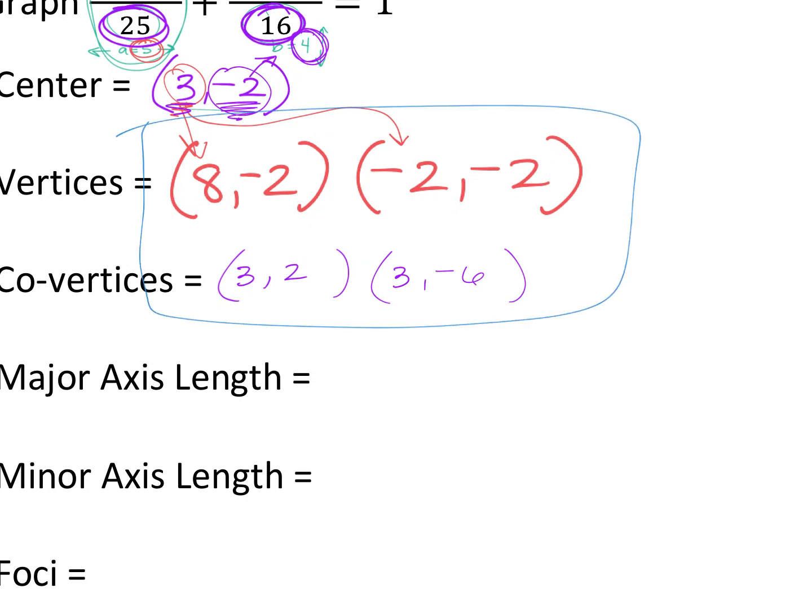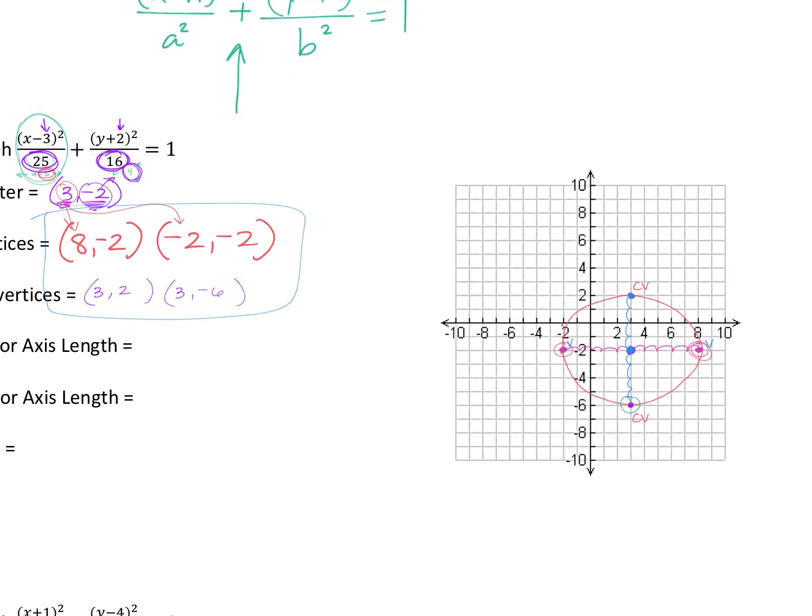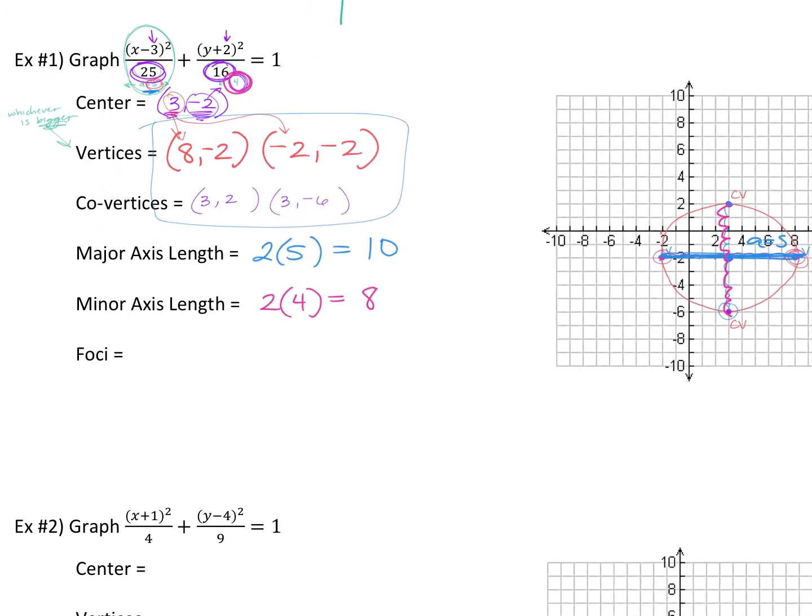Okay. So now your major axis length, remember major axis is the one that goes with your vertices. How long is that one, your major axis? Remember your A value was 5. You're just doubling that, right? Double your A value, so 5 times 2 is going to give you a major axis of 10, or you can just count it. It's 10 units across. What's your minor axis length? Yeah, double your 4. Double your B value, or count it, right? 1, 2, 3, 4, 5, 6, 7, 8. Okay?